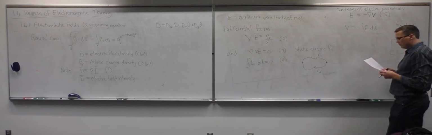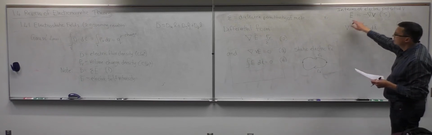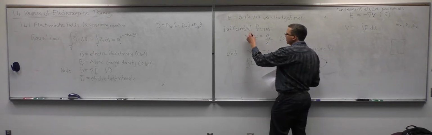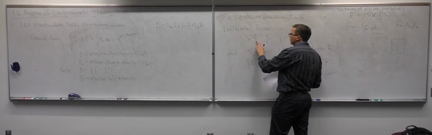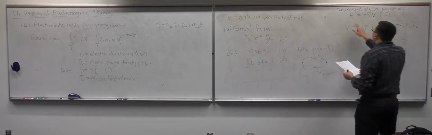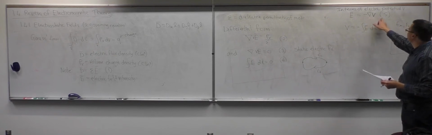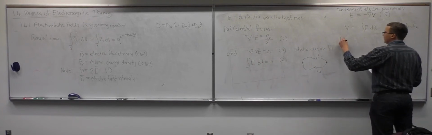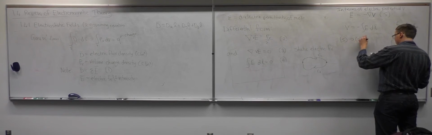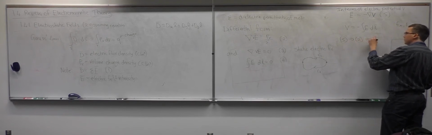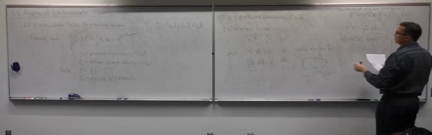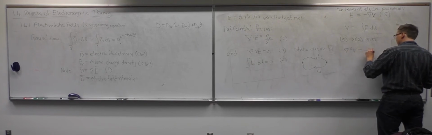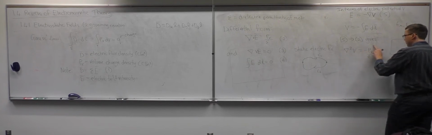Now, if we look at 5 and we look at 2, right? 2 is the del operator and the dot product with respect to E. And now we've got E in terms of a scalar. So if we substitute 5 into 2, what do we get? 5 into 2 gives del squared V is equal to minus rho V over the permittivity.